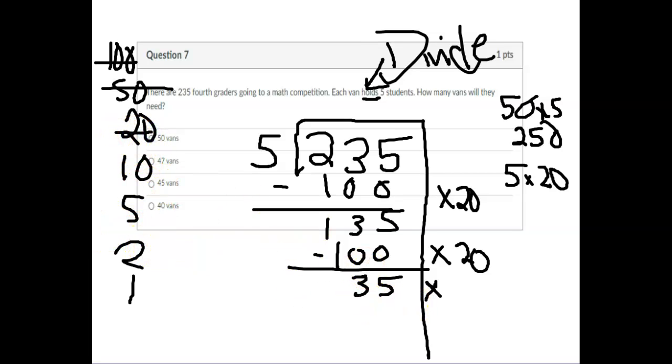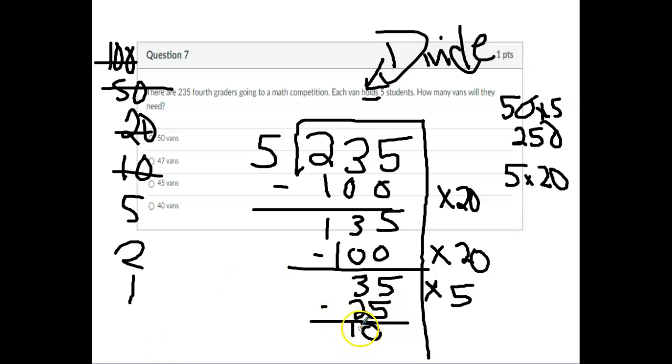We already tried 20. Now we're going to try 10. What is 10 times 5? Good. 50. 50 is bigger than 35. We can't use 10. So now we're going to try 5. 5 times 5 is 25. Subtract, and I get 10.